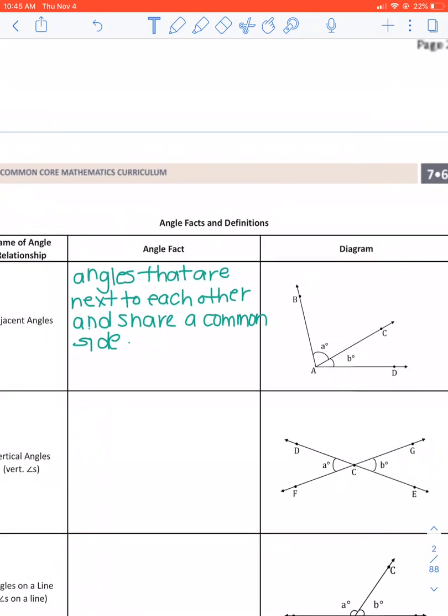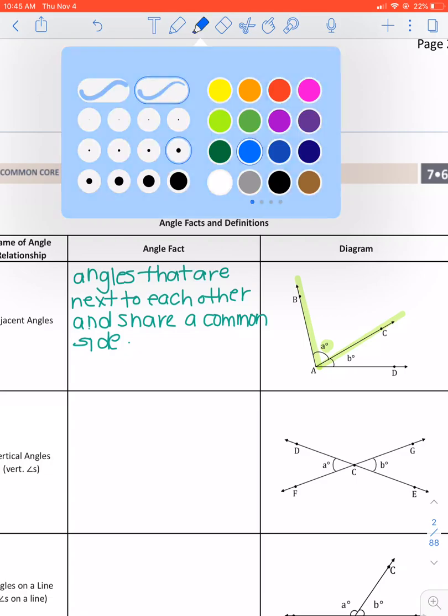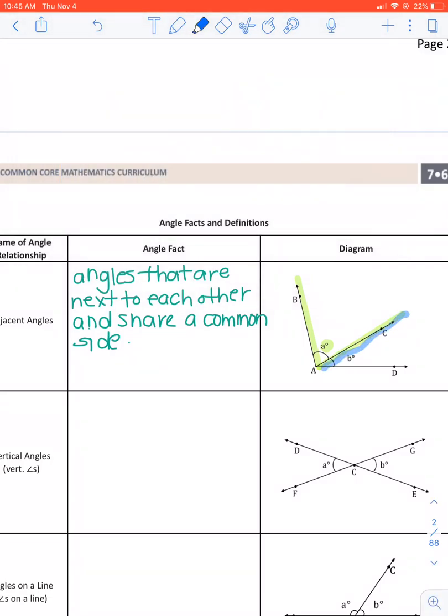Now, if you go and look at the picture, I'm going to just highlight the two angles. We have one right here, which is angle A. You can see that's on the inside, or you could call it BAC. Now let me trace the other one. So here's the other one. Okay, we have angle B that is denoted on the inside. So we have two angles that are next to each other. Notice that this line in the middle here is the one that they share because they are right next to each other.